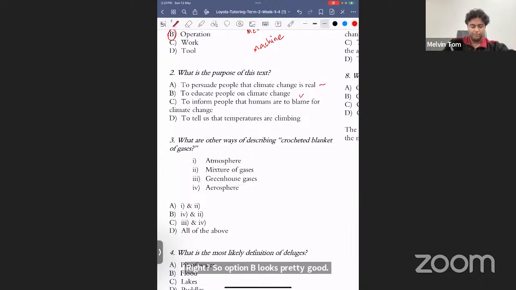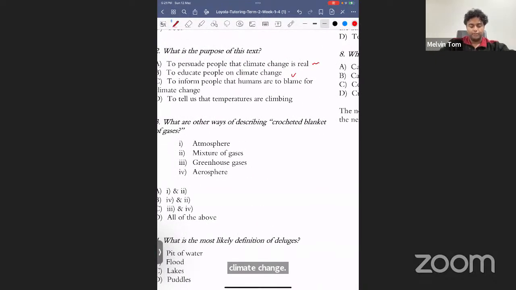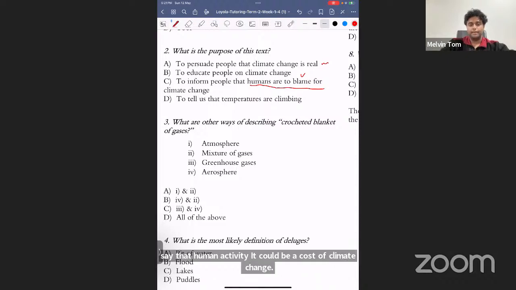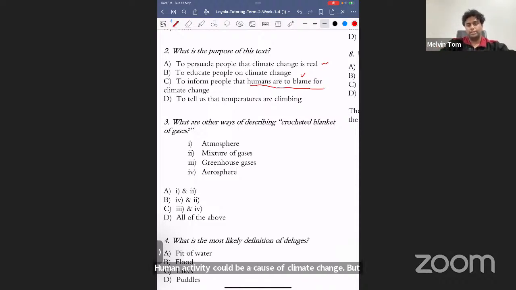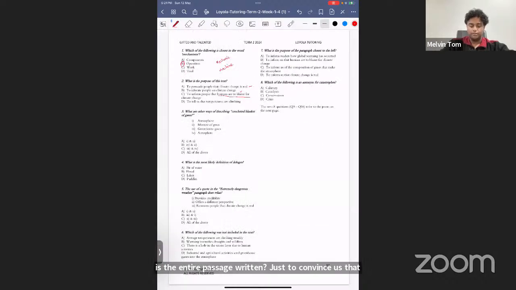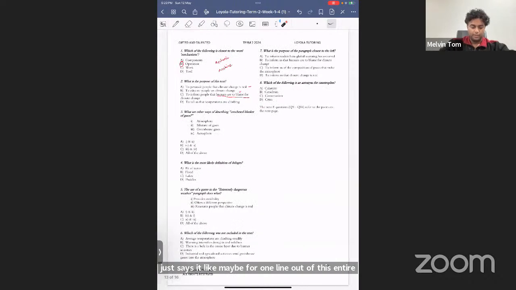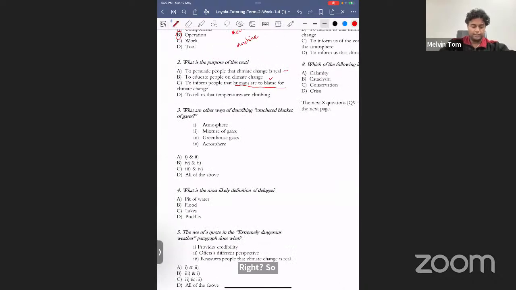Option A, not really. Option C, to inform that humans are to blame for climate change. Now, again, be very careful with the text. The text does say that human activity could be a cause of climate change. But is the entire passage written just to convince us that humans are to blame for climate change? The answer is no, because it says it maybe for one line out of the entire poster, right? So there isn't enough evidence to suggest that it's C. And D, to tell that temperatures are climbing.